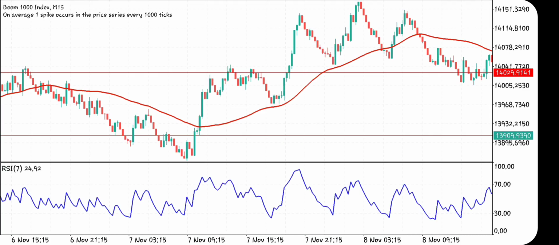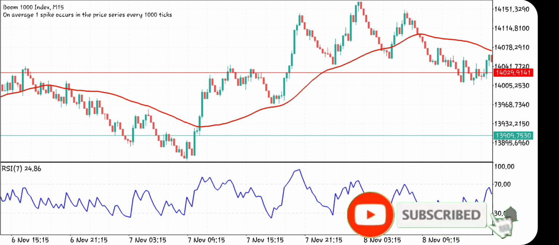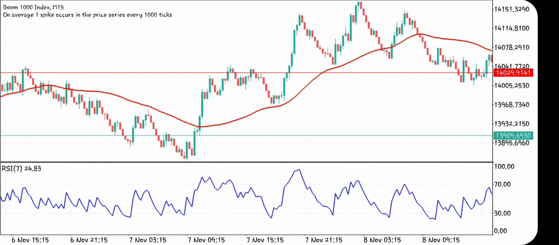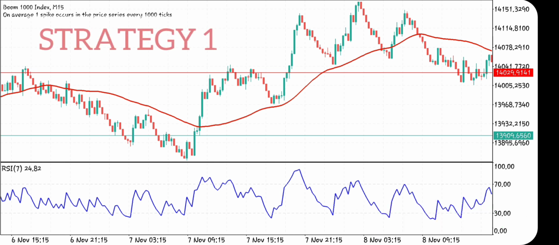But guys, this strategy is completely insane. I've made a whole lot of money with this strategy just this week. So this is a twofold strategy. I'll be showing us two ways we can use the RSI and the moving average to make money from the market.